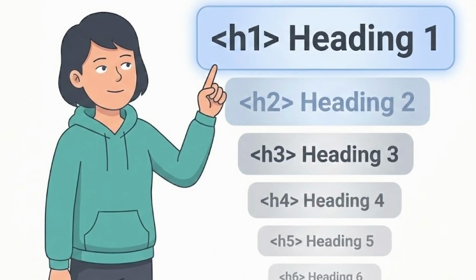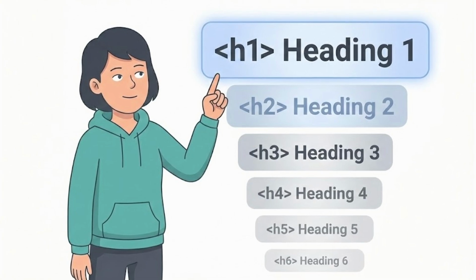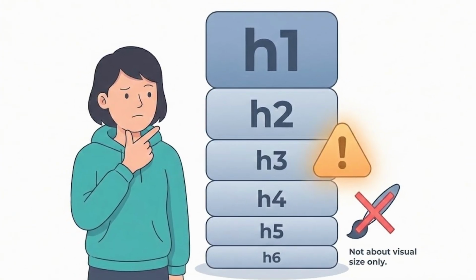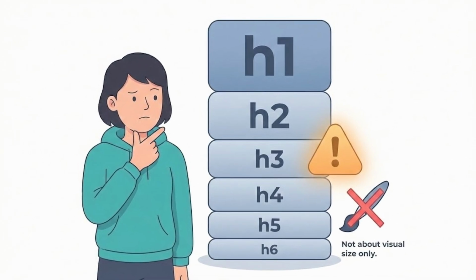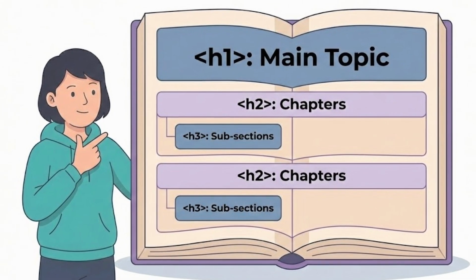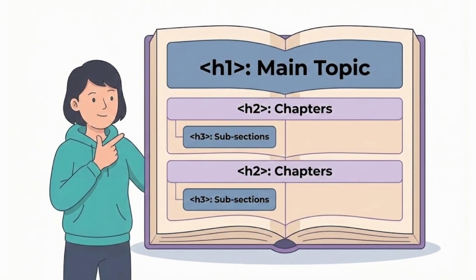So in HTML we have 6 levels of headlines. H1 is the biggest and H6 is the smallest. However, do not pick a tag just because of the size, because we can change the size using CSS. Always focus on the hierarchy. The H1 is the biggest and the H6 is the smallest.